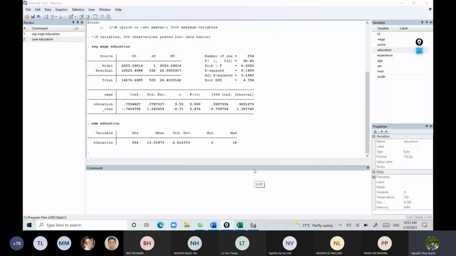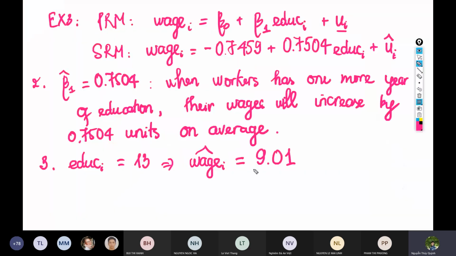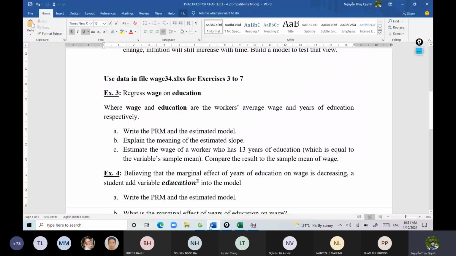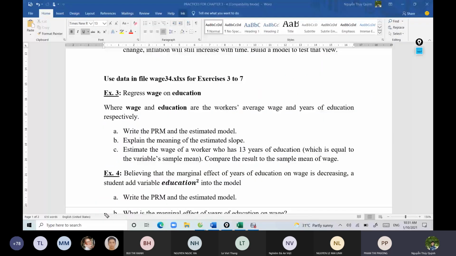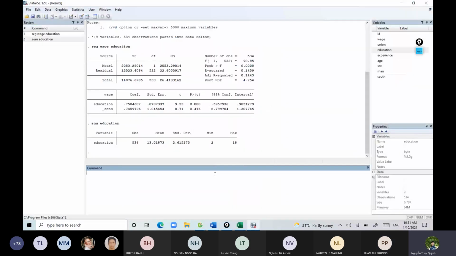So what is the question here? Now compare the result to the sample mean of wage. What is the sample mean of wage? The sample mean of wage equal to 10. Is it? How can you calculate that? I use Excel. Okay, you use Excel file. Then there must be a mistake there.